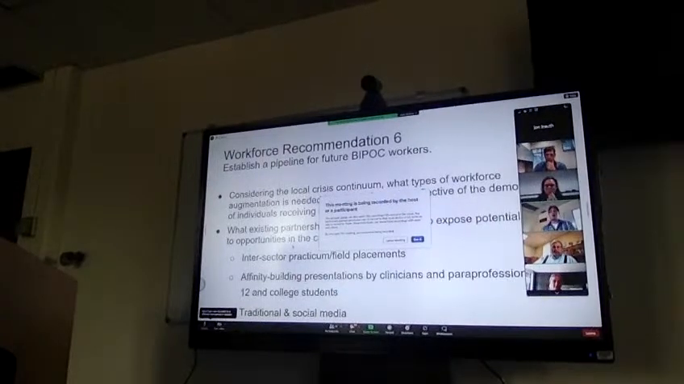So considering local crisis continuum, what types of workforce augmentation is needed in order to be more reflective of the demographics of individuals receiving services.